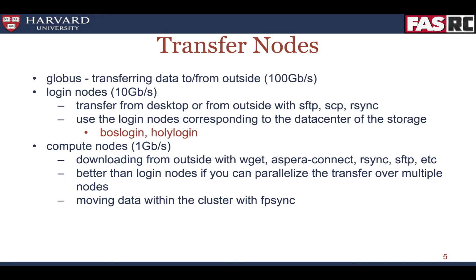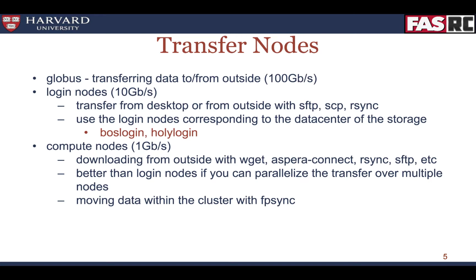When Globus is not an option, or for more trivial transfers to and from non-cluster machines, using the login nodes is best. You can use SFTP, SCP, or rsync on the login nodes. Just be sure to choose the login nodes that correspond to the data center where your cluster storage resides.